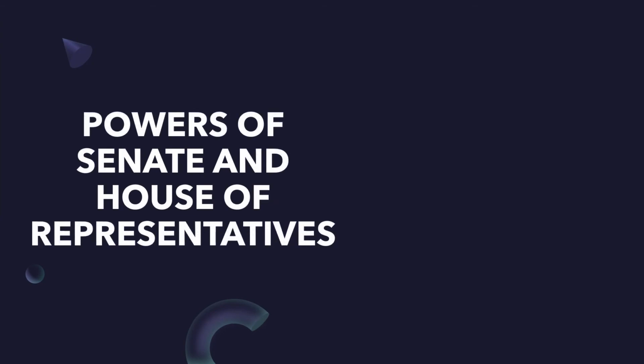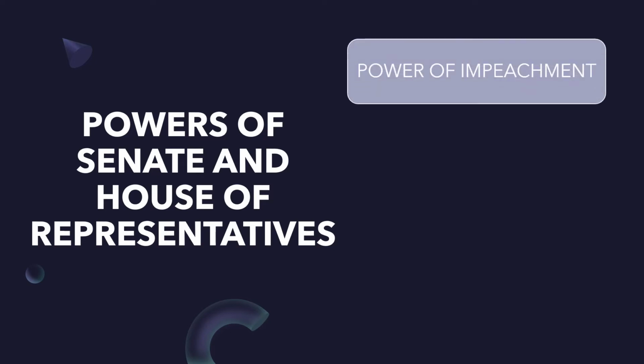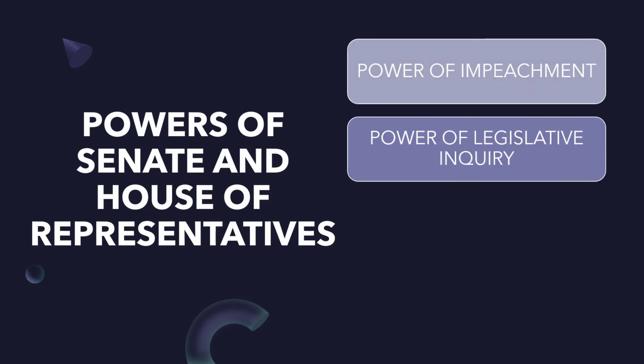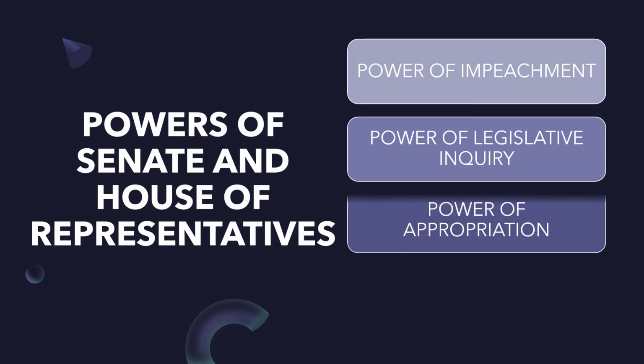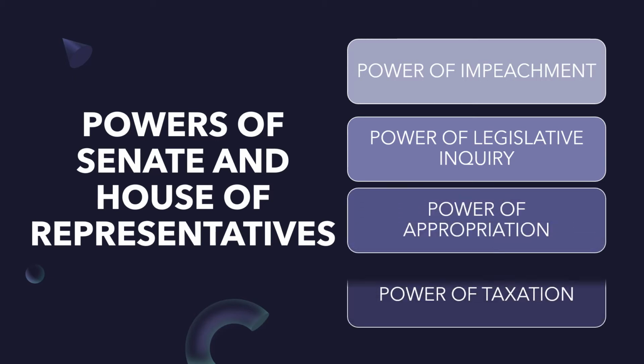Powers of Senate and House of Representatives. Although senators and members of the House of Representatives are all lawmakers and are required to construct laws for the betterment of the people, that is, having the duty to make laws, they differ in the measures they initiate. But they share some powers, and these are: first, power of impeachment; power of legislative inquiry; power of appropriation; and lastly, power of taxation. So let us look upon them one by one.